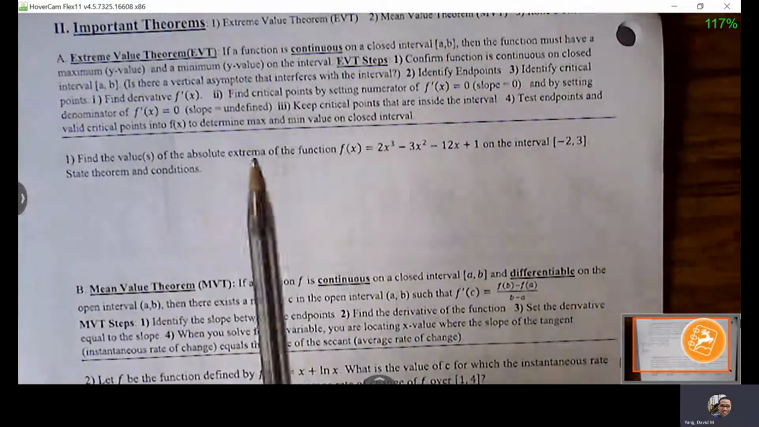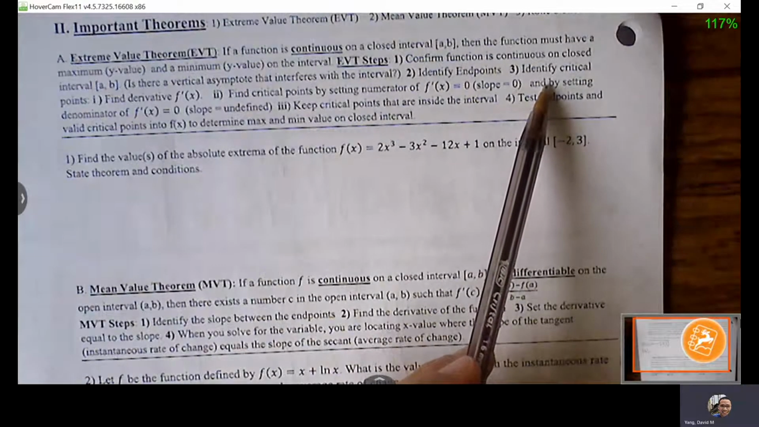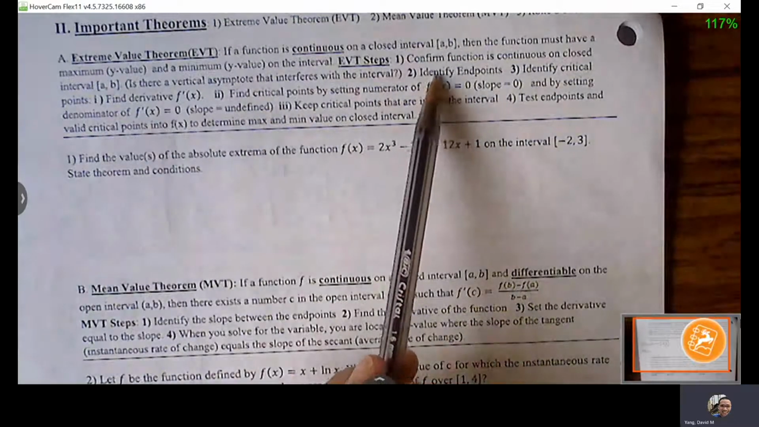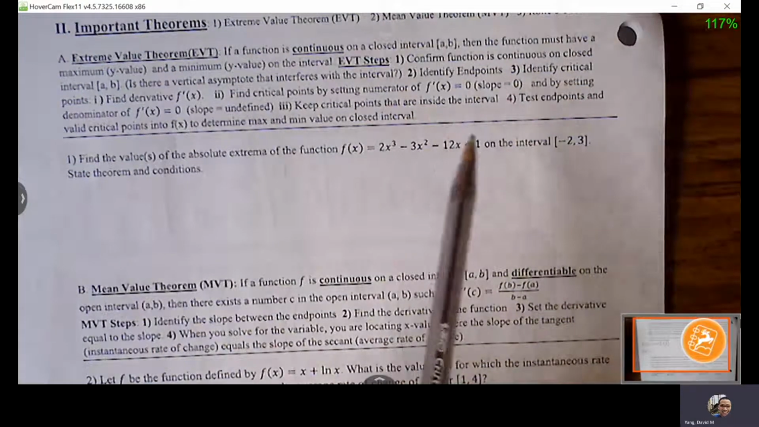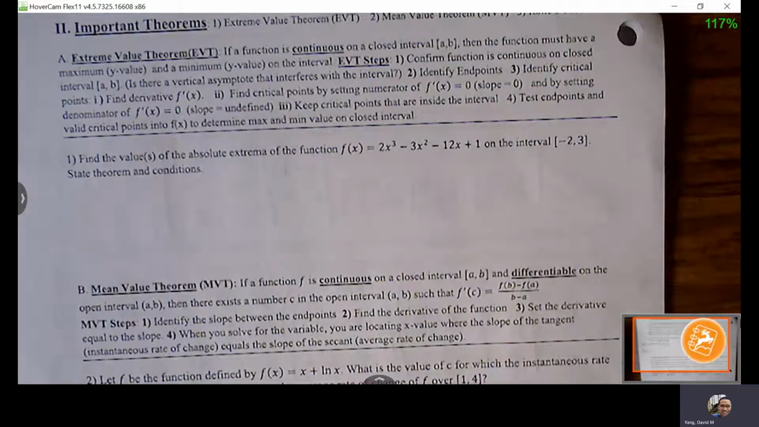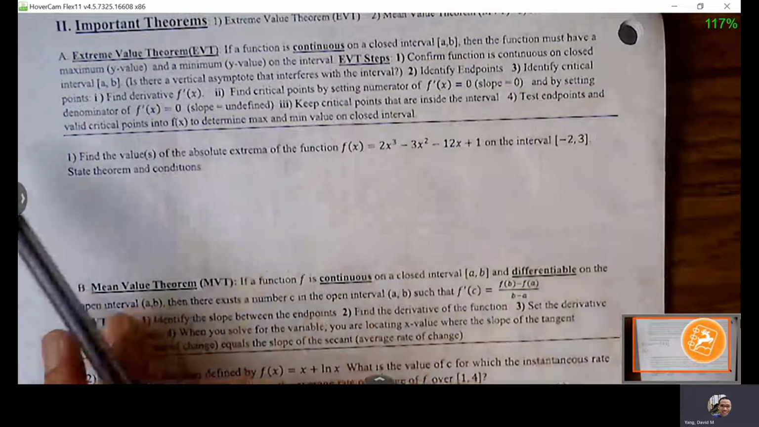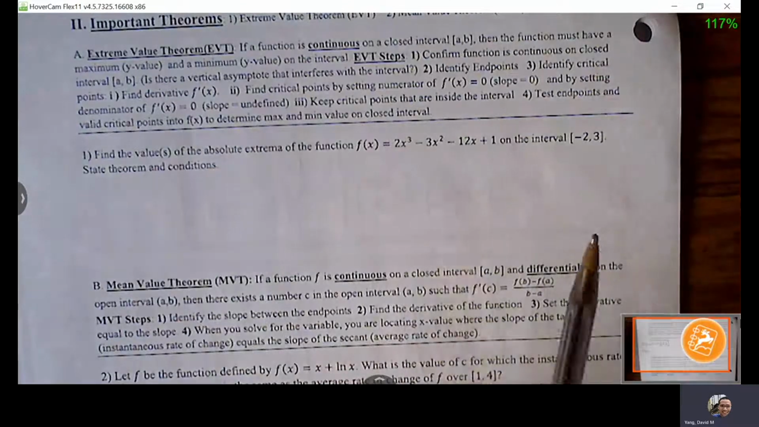So we'll identify the endpoints. The endpoints will be provided for you in the problem. Then identify critical points. So to find critical points, we set the derivative equal to 0. If there's a numerator with a variable, we set that equal to 0. If there's a variable in the denominator, we set that equal to 0 separately. And we want to make sure that all critical points are inside the interval. If a critical point is outside the interval, then we remove it. It's not part of our candidate list anymore. Last, we test the endpoints and the valid critical points into our original function to determine the max and min value on that closed interval.